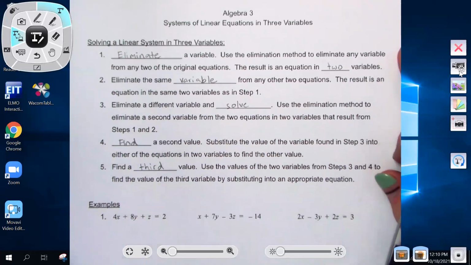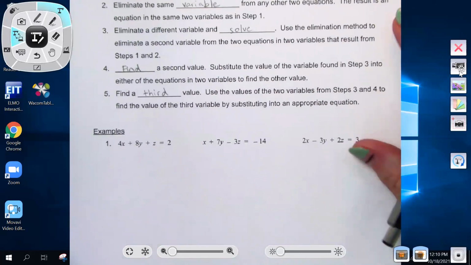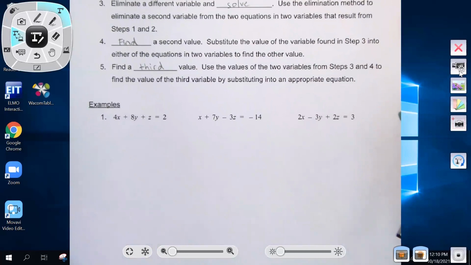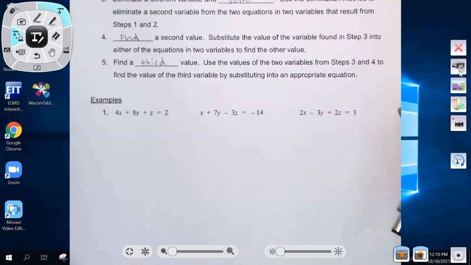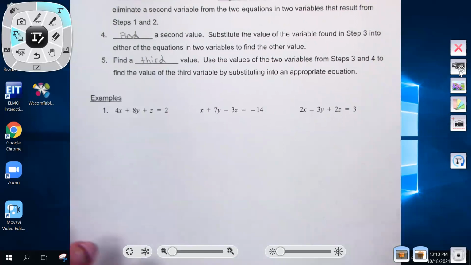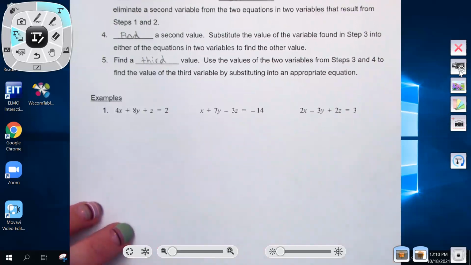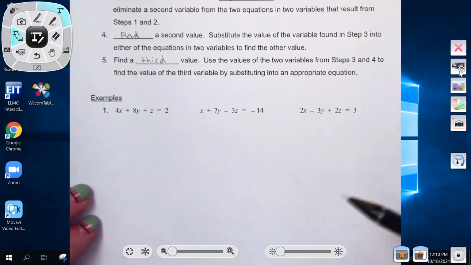All right, let's work an example. Okay, so here's our 3 equations within our system of equations. We need to eliminate a variable. Which variable do you guys want to try? Z? Sure. Okay.